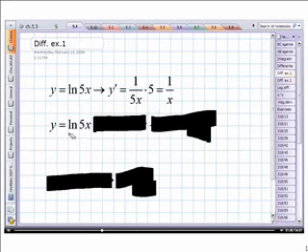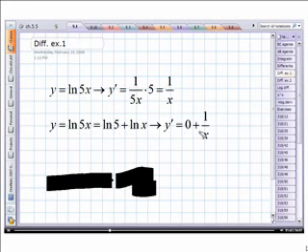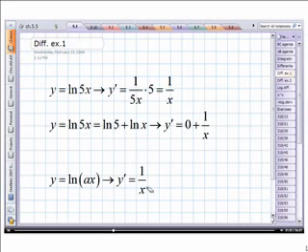Now note I can use properties of logs and split this up into ln 5 plus ln x. The log of the product is a sum of two logs. Ln 5 is a constant, so the derivative of that is 0, so 1 over x. So as you can see, the derivative of ln ax, where a is a constant, is just 1 over x.